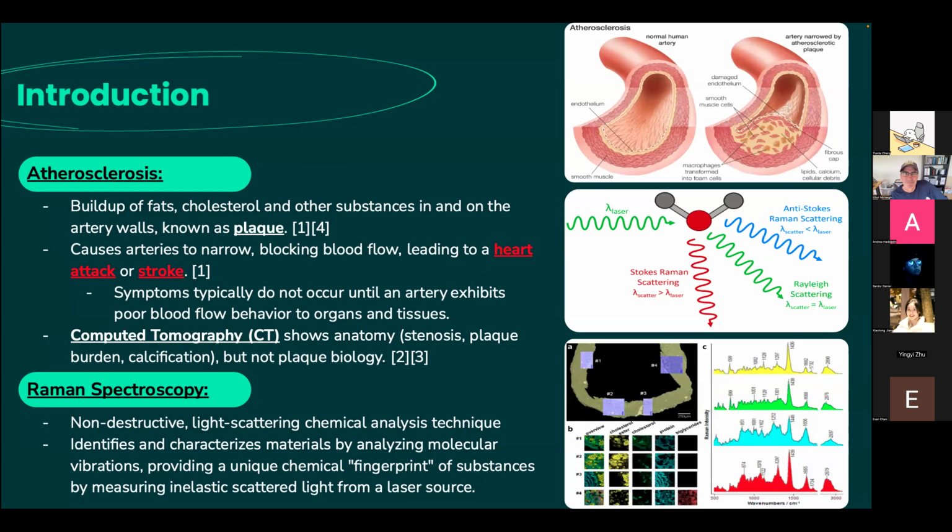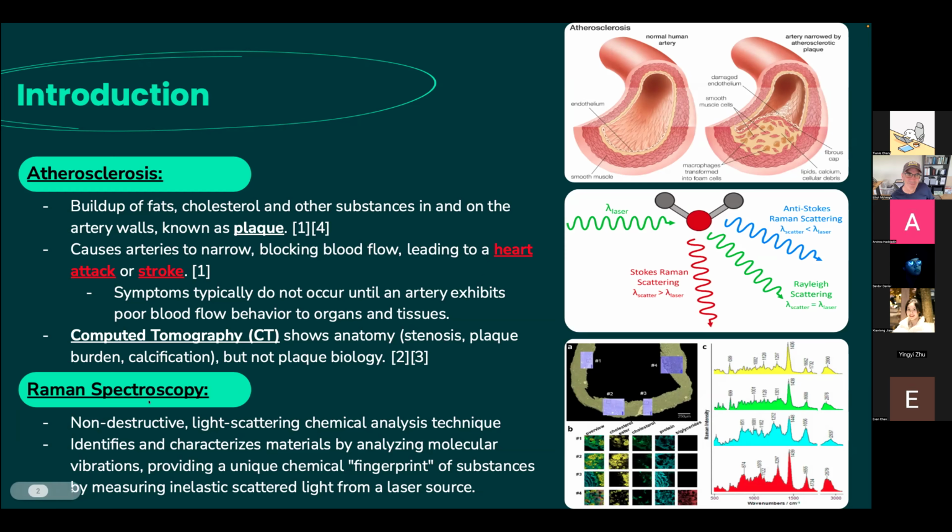So atherosclerosis is the buildup of fats, cholesterol, and other substances within the arterial wall, forming plaque. As this plaque accumulates, arteries can narrow and blood flow can become restricted, increasing the risk of heart attack and stroke. Clinically, CT is widely used because it provides excellent anatomical information such as stenosis, plaque burden, and calcification. However, CT primarily measures attenuation and therefore provides limited information about the underlying molecular composition of plaque.